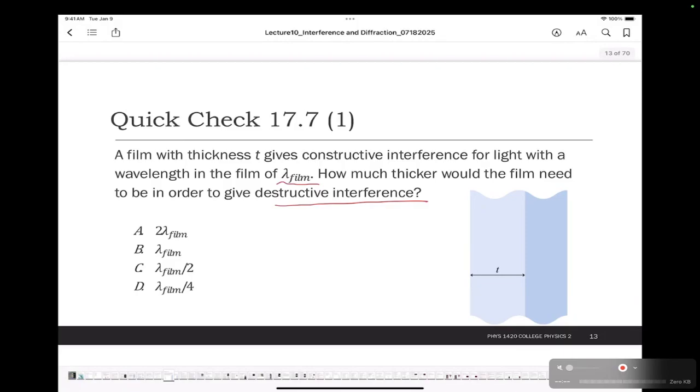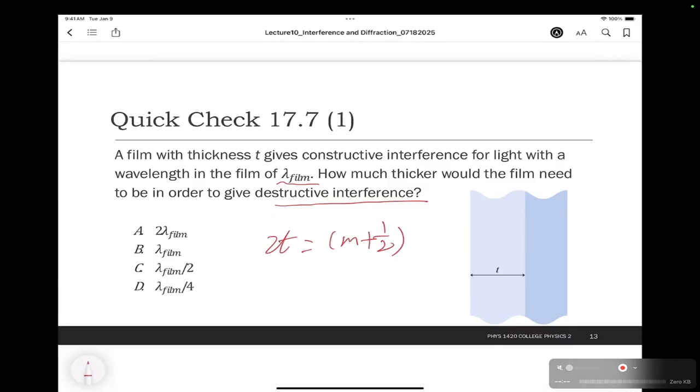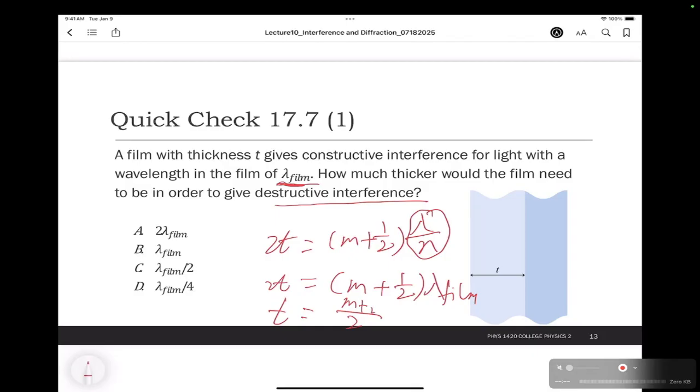Okay, let's write down the equation here. 2t equals lambda over n. Actually, you can see here they give you the film wavelength. So this is just the film wavelength, which means 2t equals lambda film. Am I right? So t equals what? t equals lambda film over 2. And you can see here m equals what?